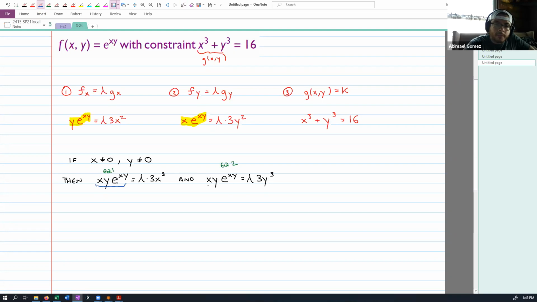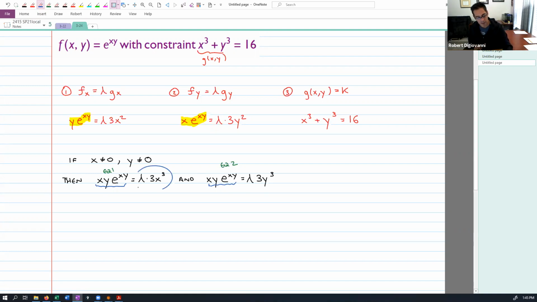Set them equal to each other. Yeah. These are now both the same, aren't they? xy e to the xy and xy e to the xy. So now I can set this and this equal to one another. It's just kind of a clever little trick. That should be x cubed.